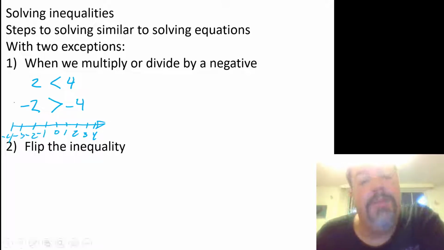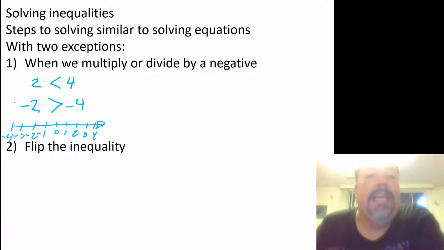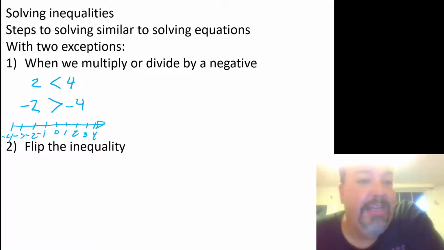So when we multiply both sides by a negative or divide both sides by a negative number, basically we're flipping over to the other side. If we're on the negative side, we're flipping to positive. If positive, we're flipping to negative. And the order of those values is going to get reversed.